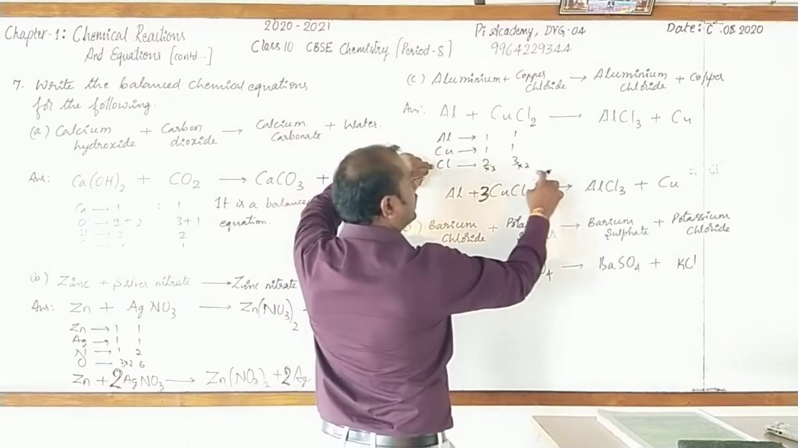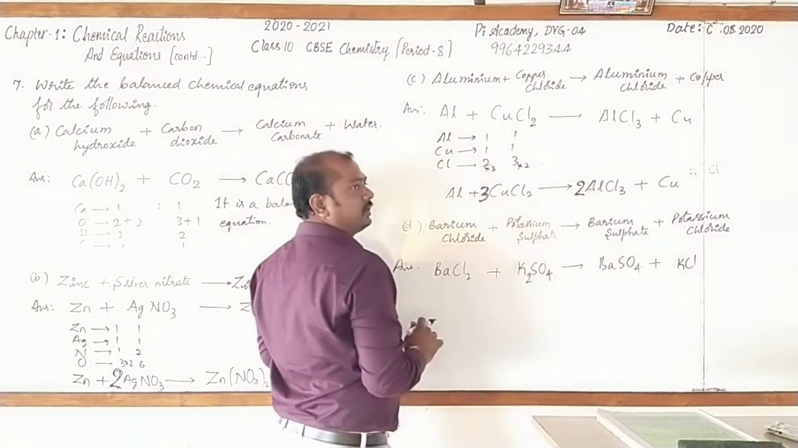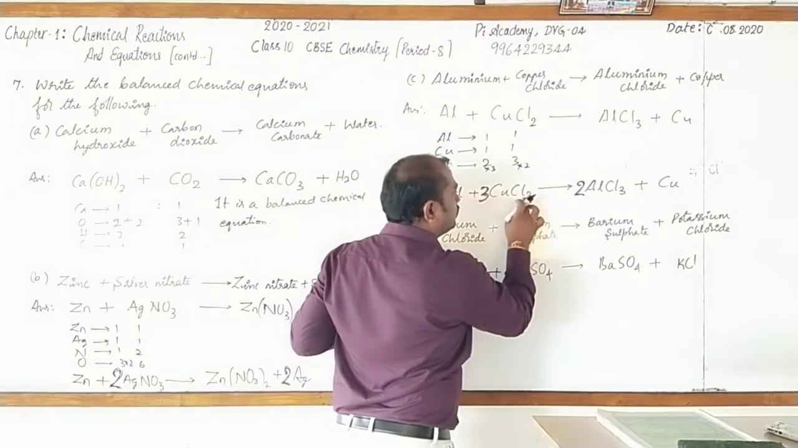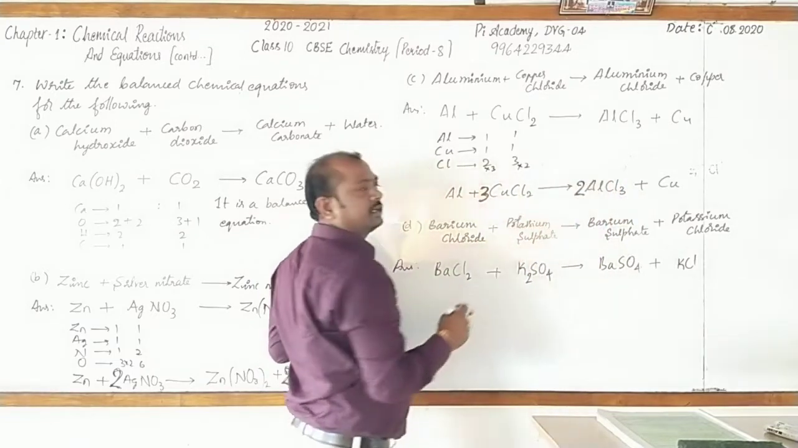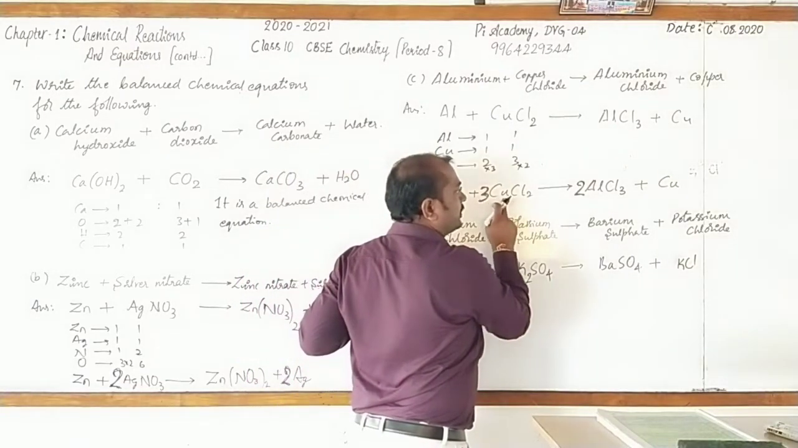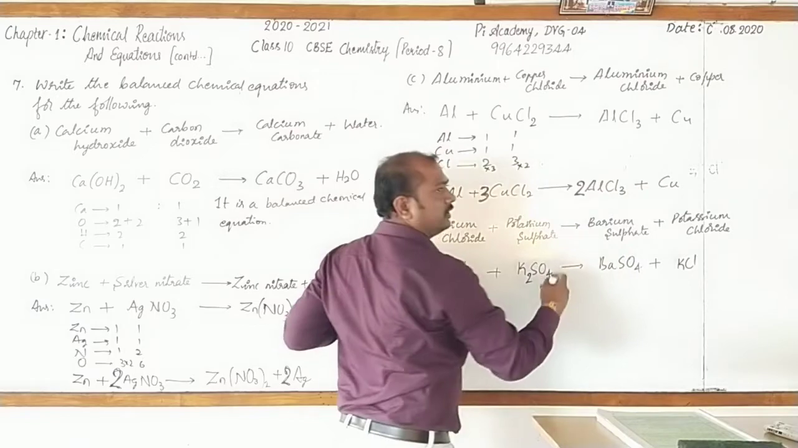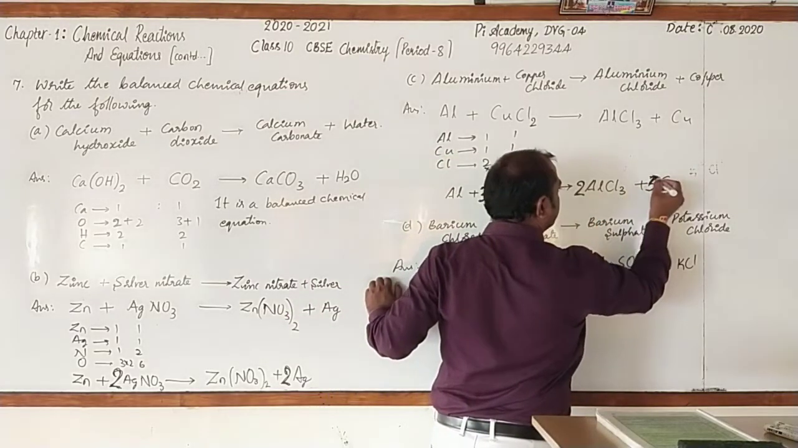And chlorine on the right hand side should be multiplied by 2. Now observe, 3 2s are 6, 6 atoms of chlorine. 2 3s are 6 atoms of chlorine. Copper, 3 atoms of copper. Here copper, how many? Only 1, hence I'll multiply by 3.